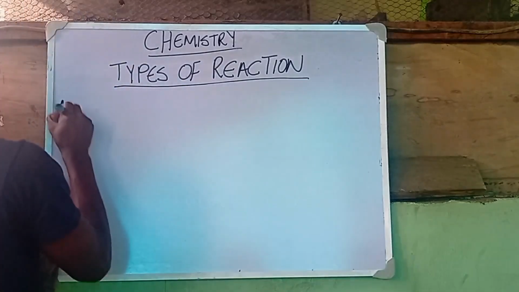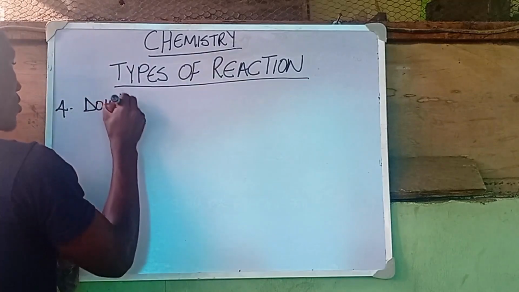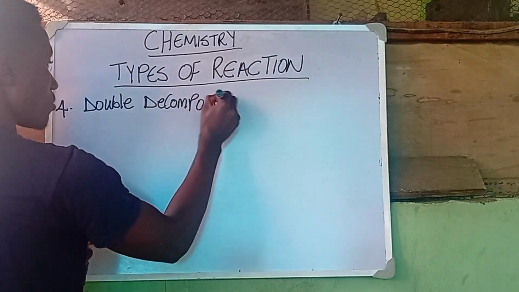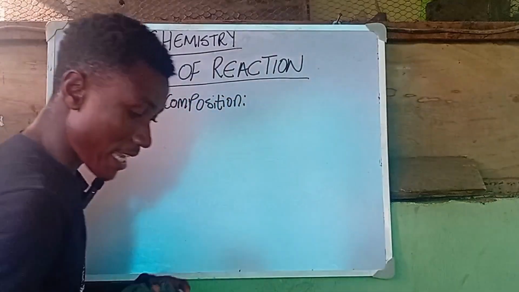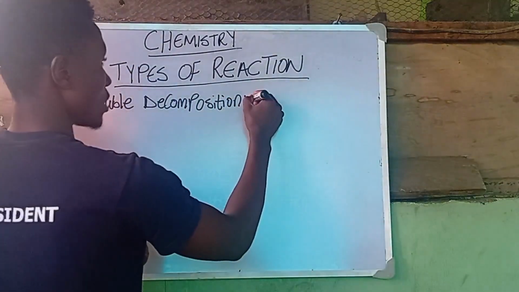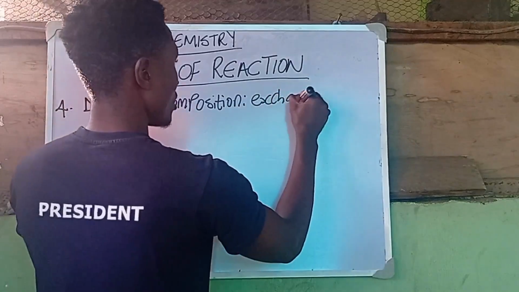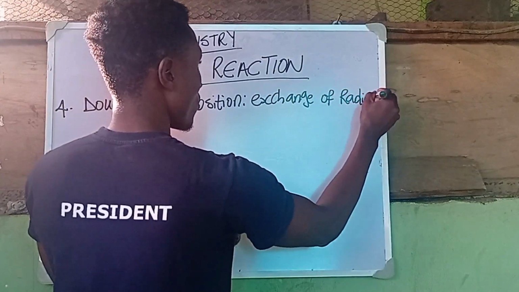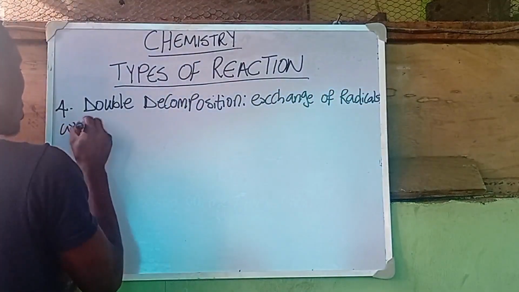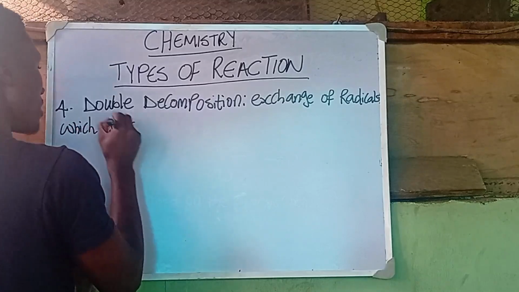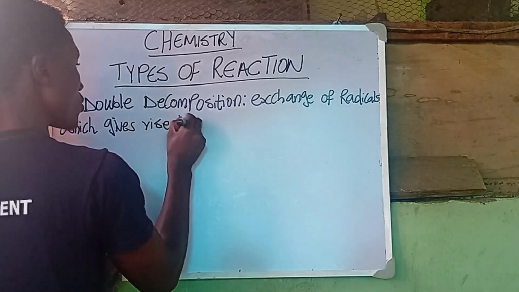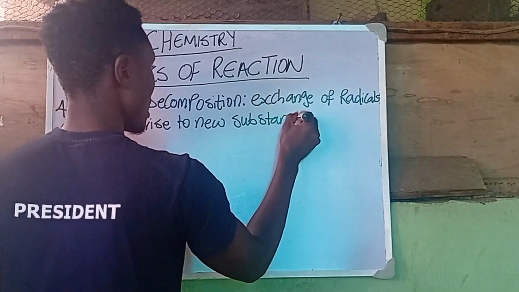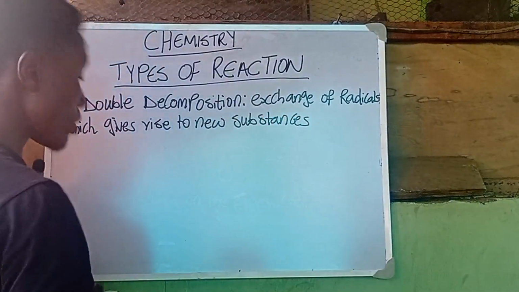So number 4 is our double decomposition, which says there is an exchange of radicals, which gives rise to new substances. That is what is known as the double decomposition.